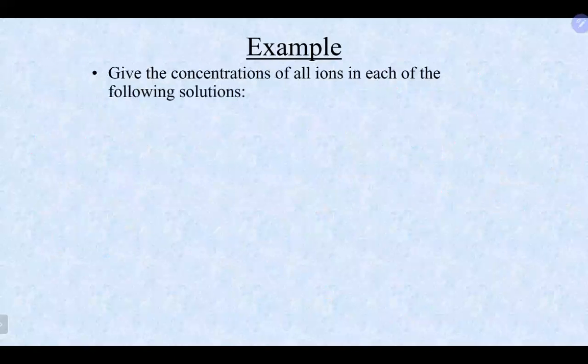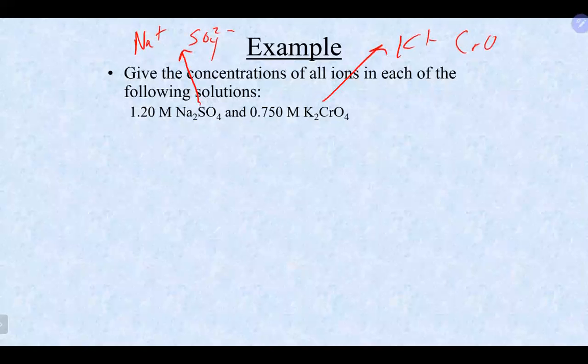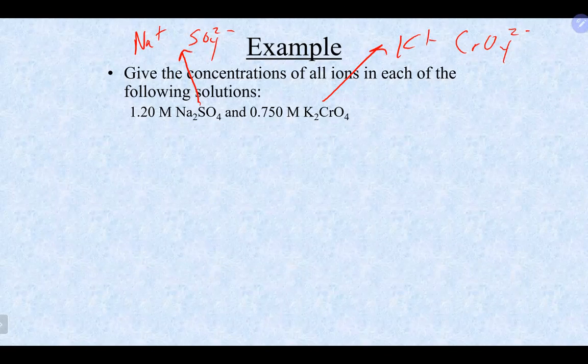So speaking of ions, why don't you do this problem here? For these two separate solutions, what is the concentration of each of the ions? For this one, we're looking for the sodium ion and the sulfate. And for this one, the potassium and the chromate. So what would be the concentration of each of those ions in each of these solutions? They're two separate solutions.